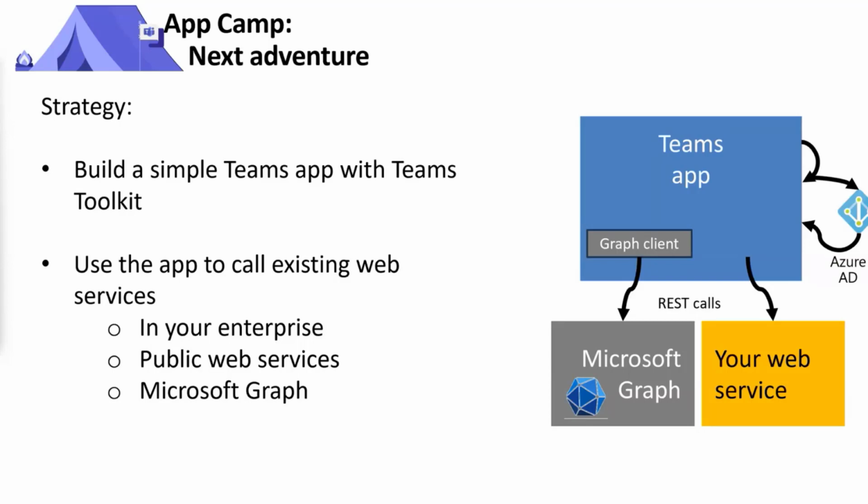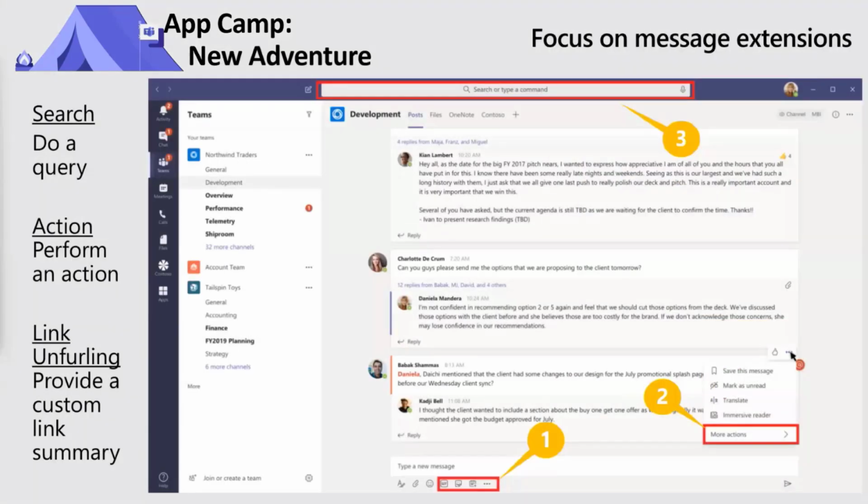Now the strategy is actually to focus on message extensions, which is just one of the many ways that Teams apps can work. This diagram shows that your message extensions can run when you're composing your message, when you're acting on an existing message, or even in the command bar up at the top. You'll actually get to build all of these things if you do the labs. And of course, I'm going to demo the whole thing for you in a minute.